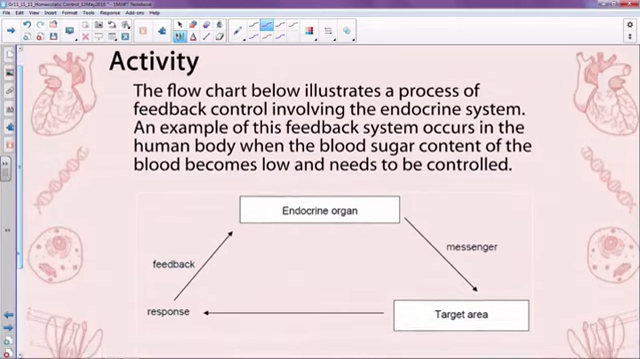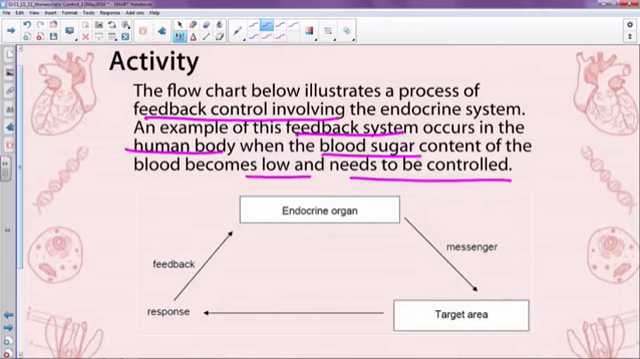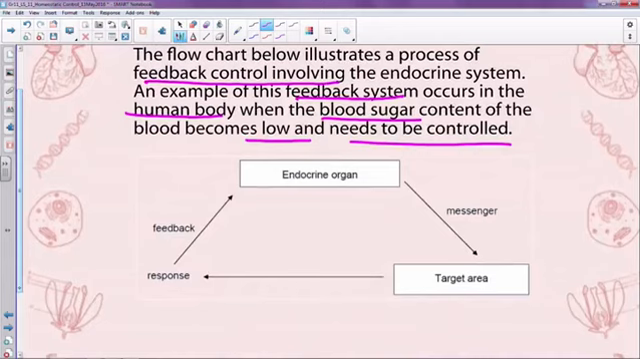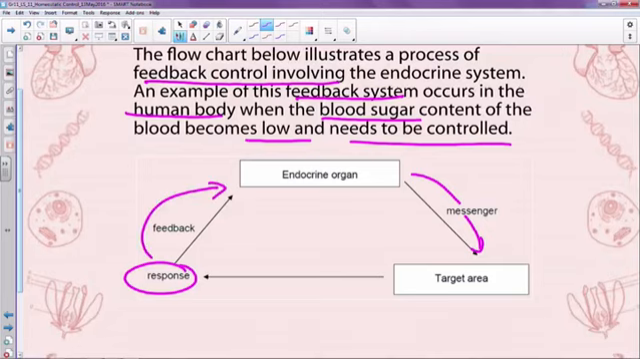Okay, so the flow chart below illustrates a process of feedback control involving the endocrine system. An example of this feedback system occurs in the human body when blood sugar content of the blood becomes low and needs to be controlled. So essentially what this illustration shows us is an endocrine gland, a target area, and a response, and from the endocrine gland we have a messenger taking an impulse or message to the target area. The response is created, and then we add a feedback back to the endocrine gland.